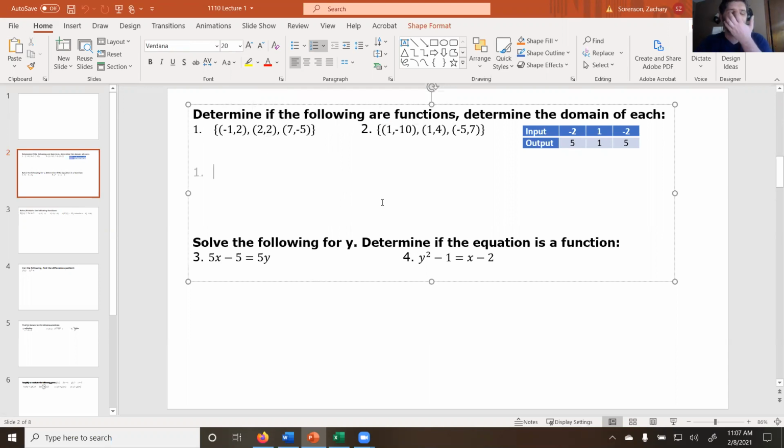And so essentially what I'm going to look for, if I'm checking to see a function, is that I want to make sure that every single value in the front is going to a single value in the end. And so let's see here, what's happening. We have 7 goes to -5, great. We have 2 goes to 2, so we're covered there as well. But here I also have -1 going to 2. And so this first example is not a function.